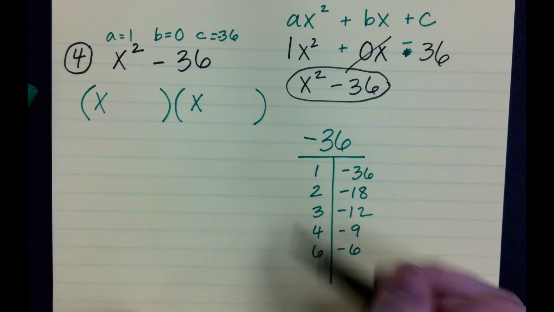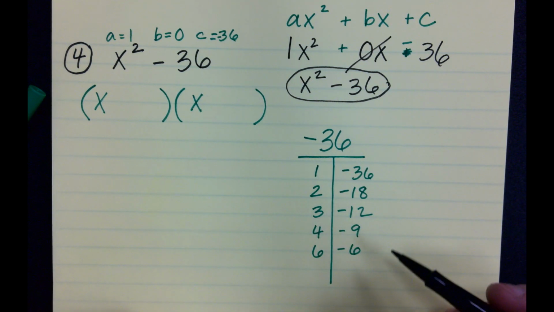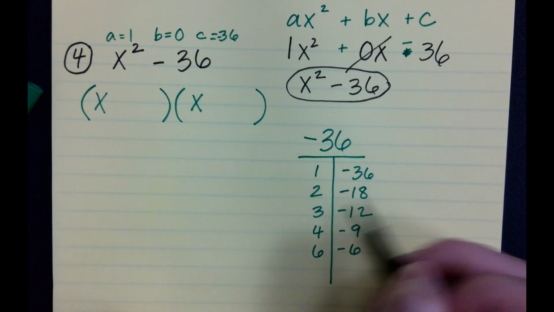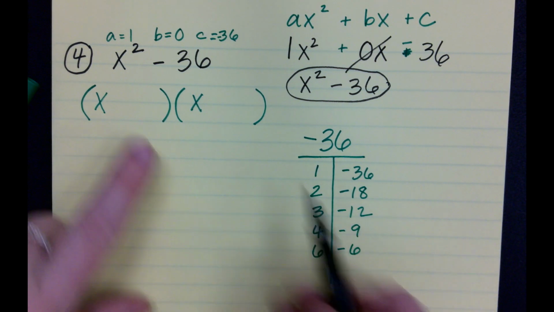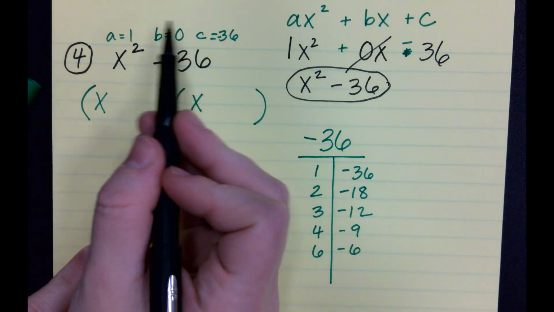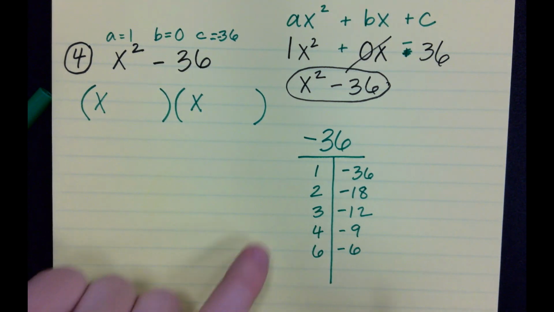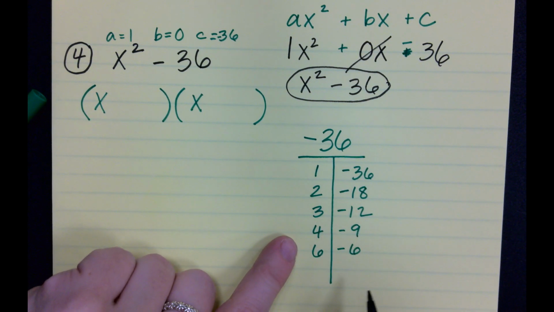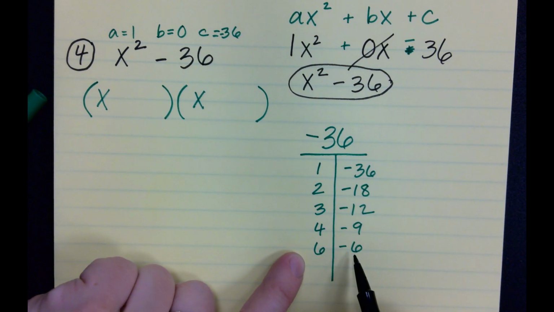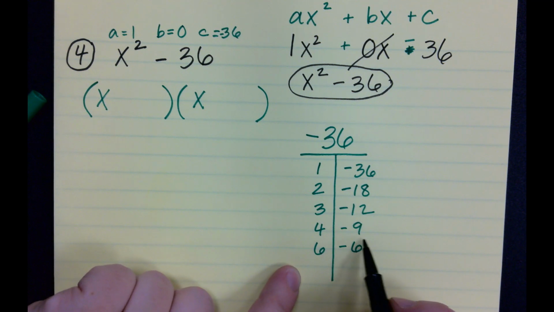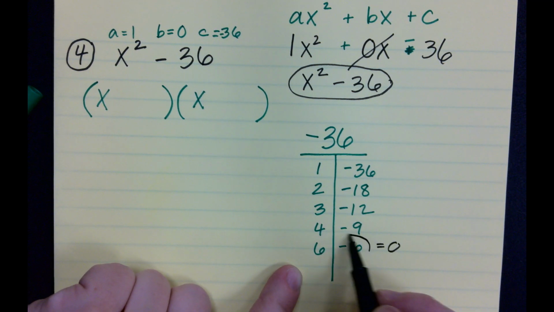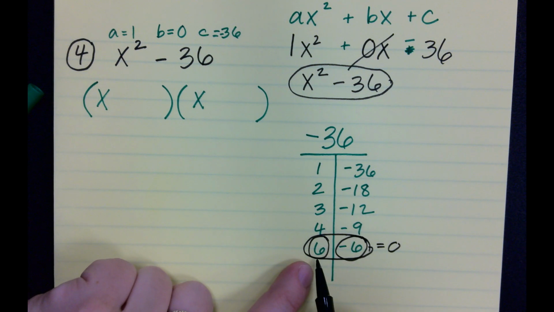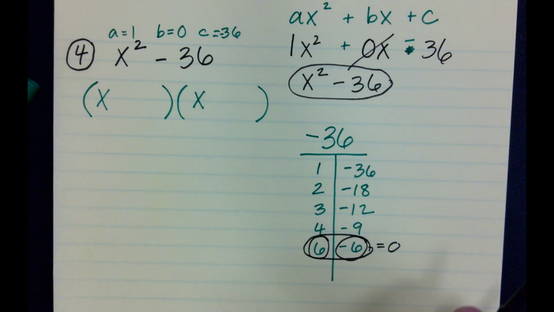Okay, so we have some factors of C here. What should we do with these factors now? Let's add them together and see if any of them come up to 0. Remember, we want them to add to B. Our B is 0. So, without even doing all this work, I know 6 minus 6 is 0. So, let's circle that. We know that these are going to be our numbers. I've got positive 6. I've got negative 6.